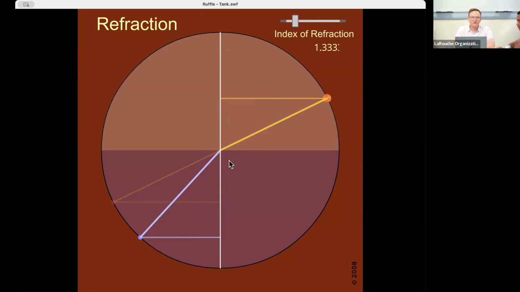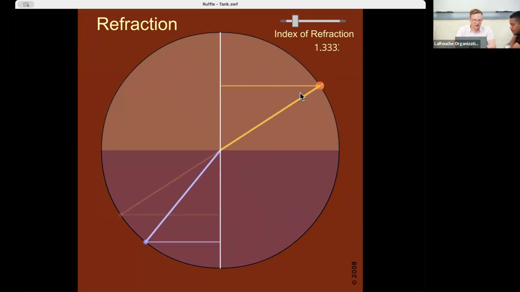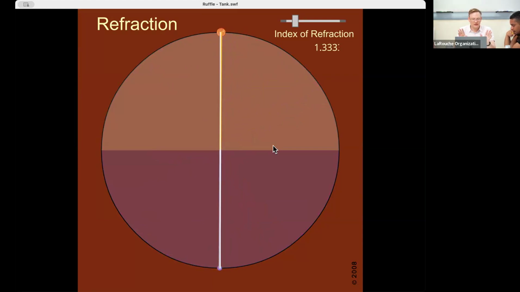What do you mean from up top? So this is our flashlight. We're able to put it wherever we like. If we put it right here, so that the light is hitting the boundary of the new medium perpendicularly, its path doesn't change. It looks like it just goes straight.